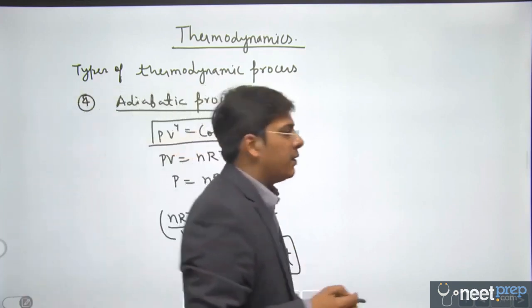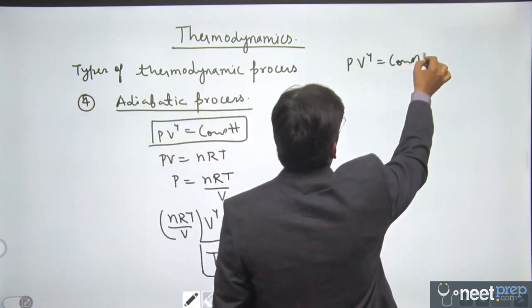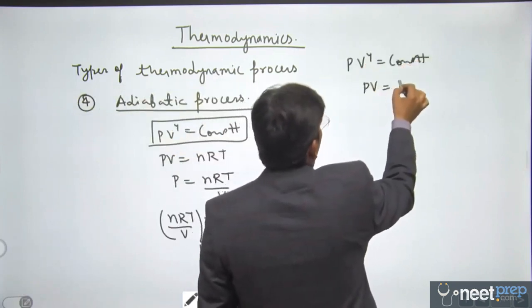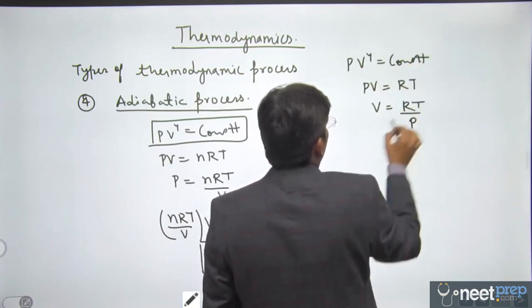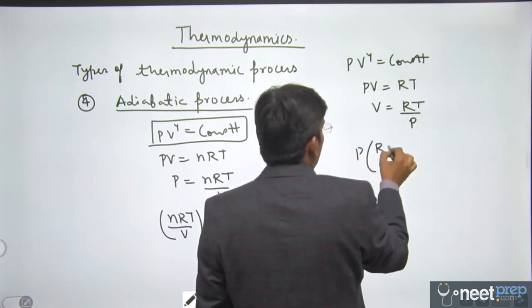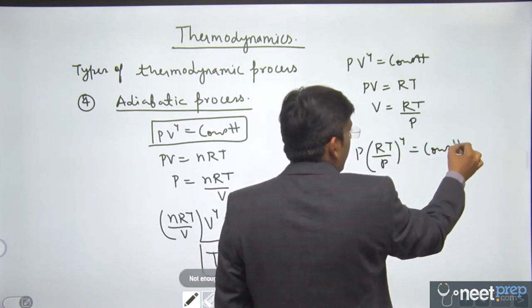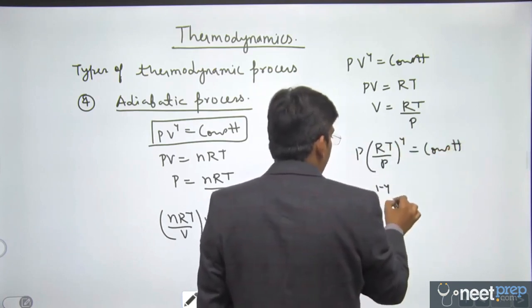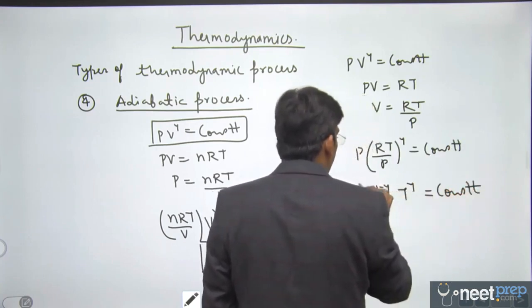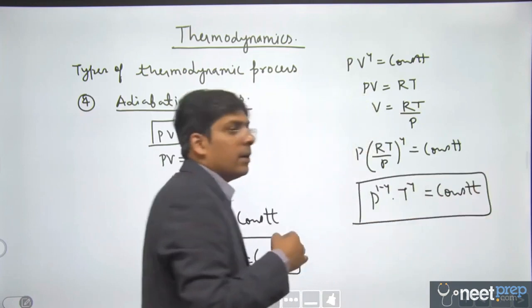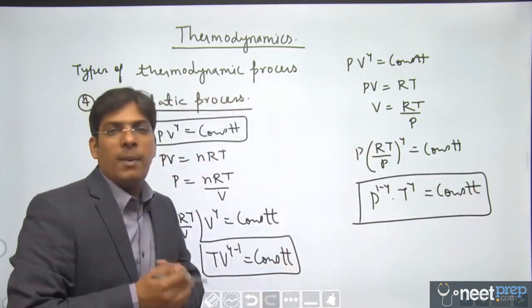And next we have the PT relation. See, we have PV to the power gamma being constant. We also know that PV is equal to RT, so V is RT by P. This is P into (RT by P) raised to the power gamma being constant. So we get P to the power 1 minus gamma, T to the power gamma being constant. This is the PT relation for an adiabatic process. So, PV, VT and PT relations for an adiabatic process.